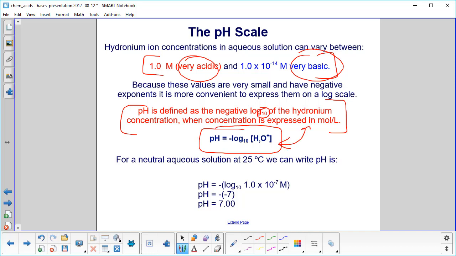So if you have a neutral aqueous solution at 25 degrees Celsius, we write pH as a negative log base 10 of 1.0 times 10 to the minus 7th molar, and molar comes out because that's a unit, and then you have negative of negative 7, pH of 7. That's actually neutral, right? pH 7, same thing as saying neutral.